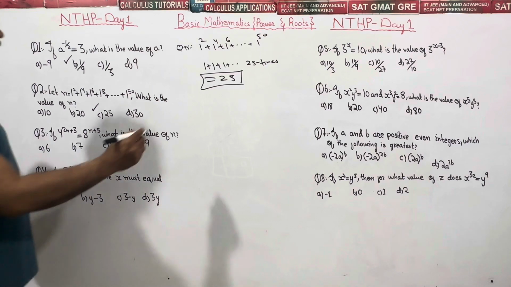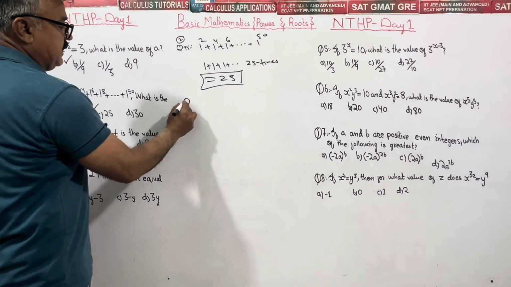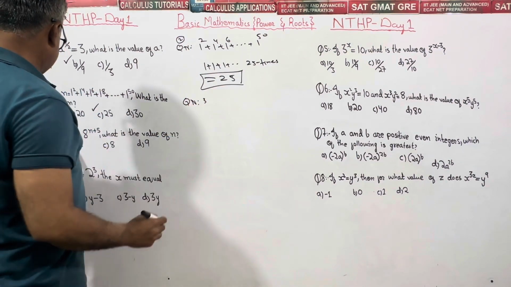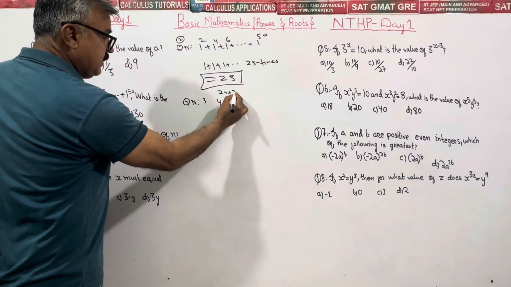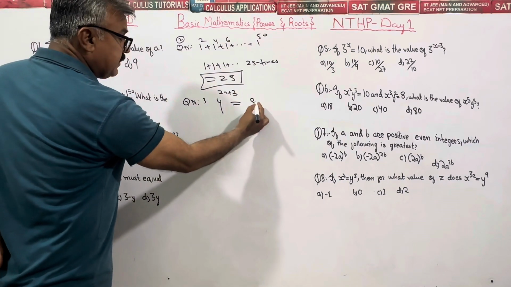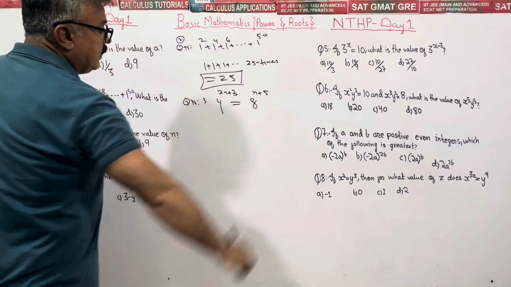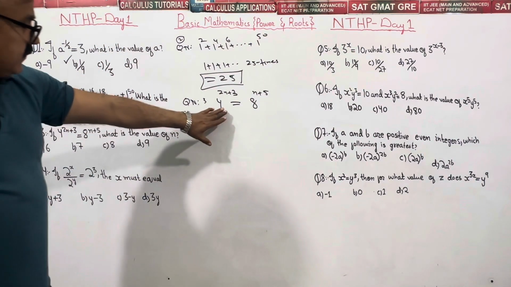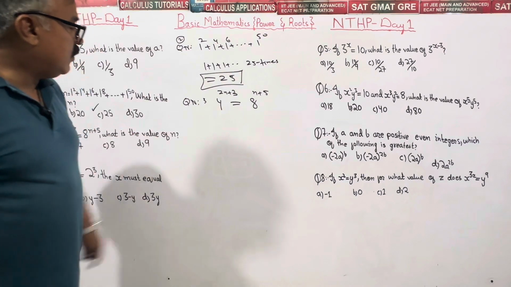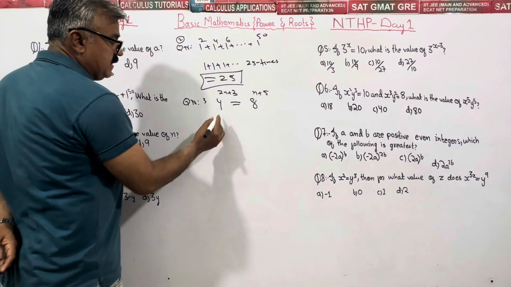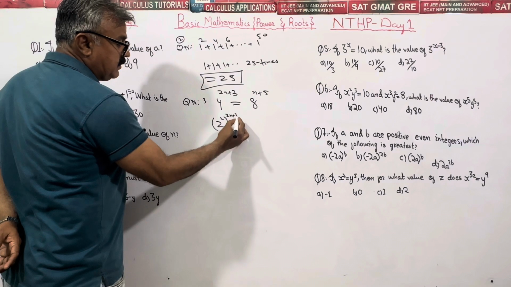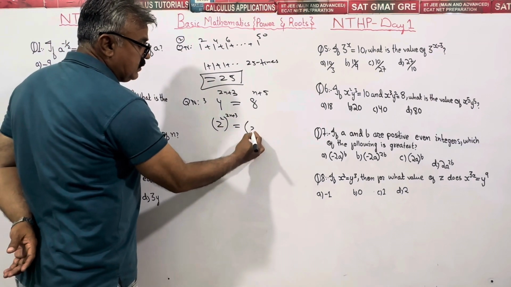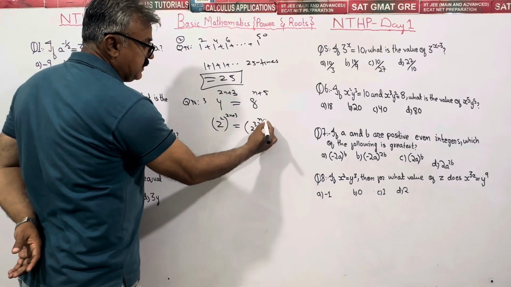Let me write question number 3 for you. I have space here. Question number 3: 4 raised to n plus 3 is equal to 8 raised to n plus 5. Here the base is 4 and there the base is 8. Both are powers of 2. 4 can be written as 2 squared, so (2 squared) raised to n plus 3, and 8 as 2 cubed, raised to n plus 5.